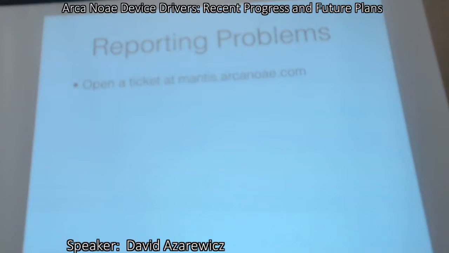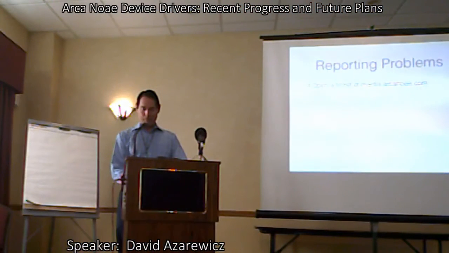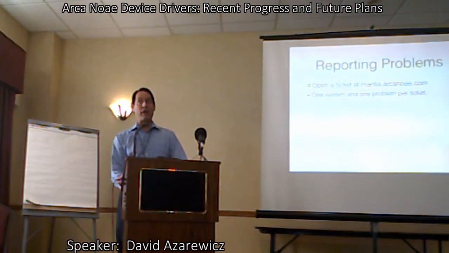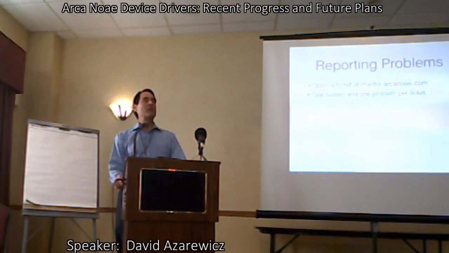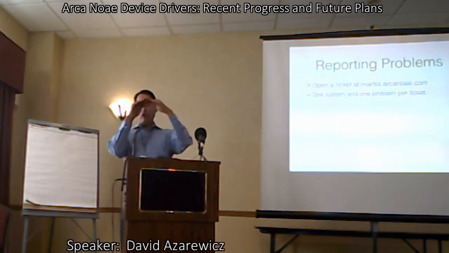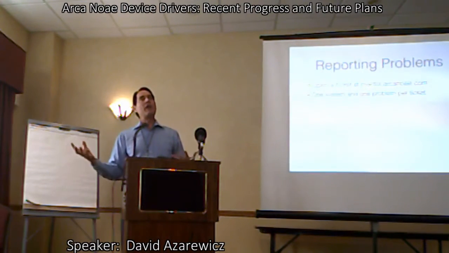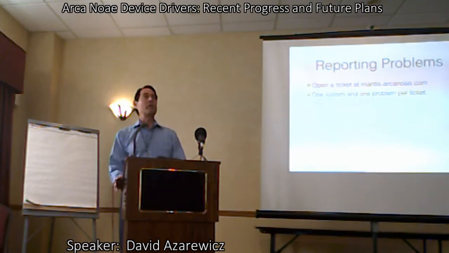So how do you do that? Go to arcanoa.com, and you can get at it from the main page through the support link, or you can type in mantis.arcanoa.com and get to the same place. Open a ticket. Please keep one system and one problem per ticket. It's much easier to track that way. Don't open a ticket and list a whole bunch of things, because then what happens when you fix the first one, the tracking goes away. You can't keep track of what's going on. Keep in mind, there's only one of me and I'm juggling a lot of different projects. I use the ticket system a lot to keep track of things. I open it up and look at all the different items, and depending on what I'm working on at the time, I'll pick the things that I want to try and fix.